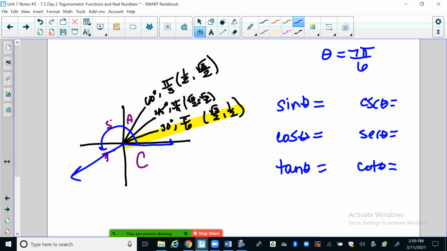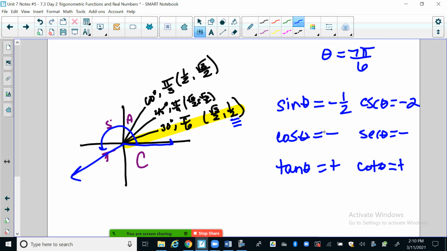I know that all students take calculus, so in quadrant 3, tangent and cotangent are positive, but everything else, sine, cosecant, cosine, secant, will be negative. So the sine of 7 pi over 6 is negative 1/2, because again, our sine values are the y values. So cosecant is -2, the reciprocal.